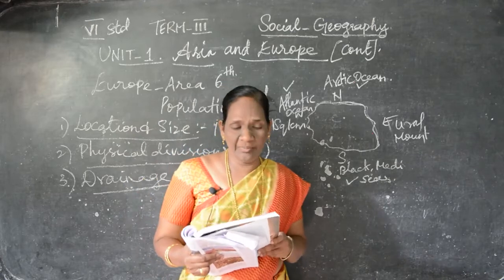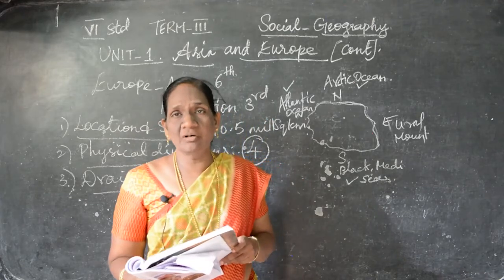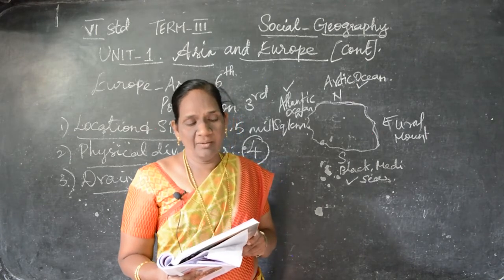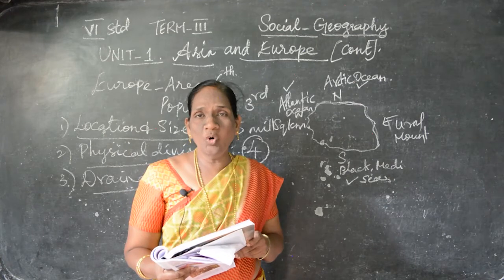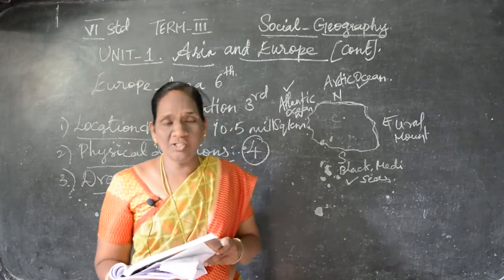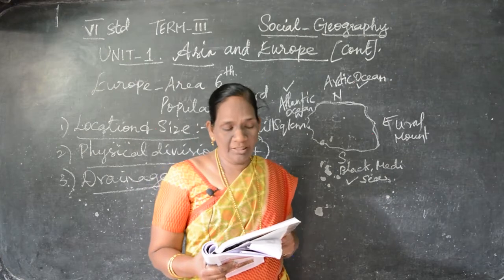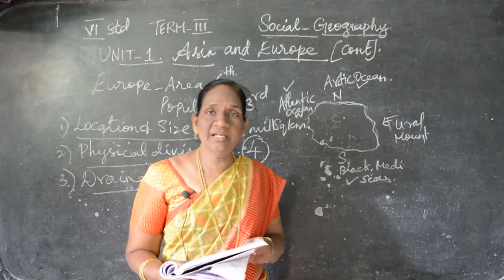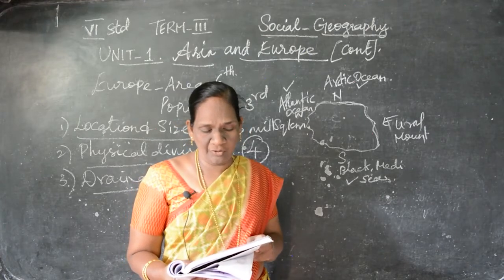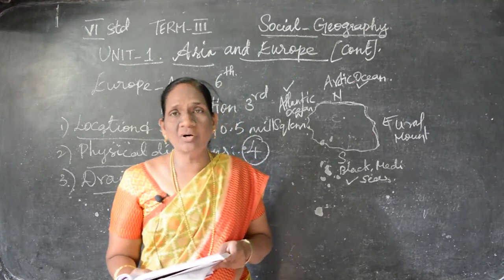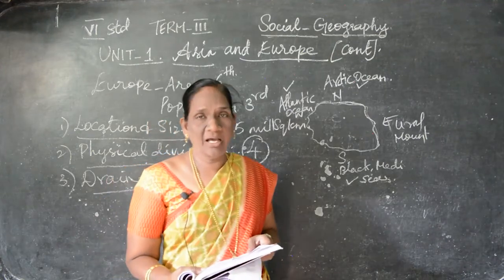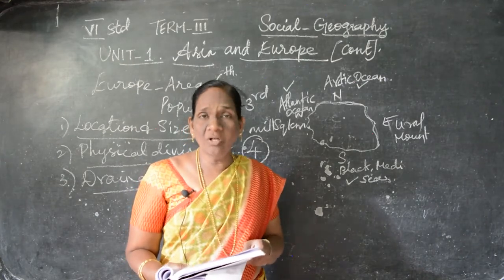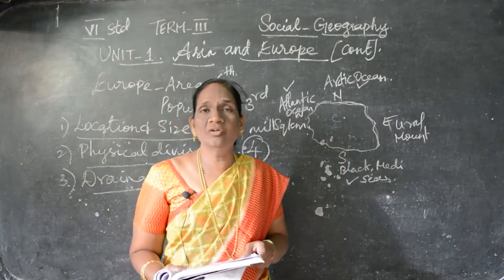What are the important rivers we'll see? The important rivers of Europe are the Volga, Danube, Dnieper, Rhine, Rhone, Po and Thames. So these seven rivers are very important rivers in Europe. And most of the rivers originate in the Alps and the central plateau of Europe. And these rivers are very useful for navigation. Understand? Inland navigation, and this Volga is the longest river in Europe.